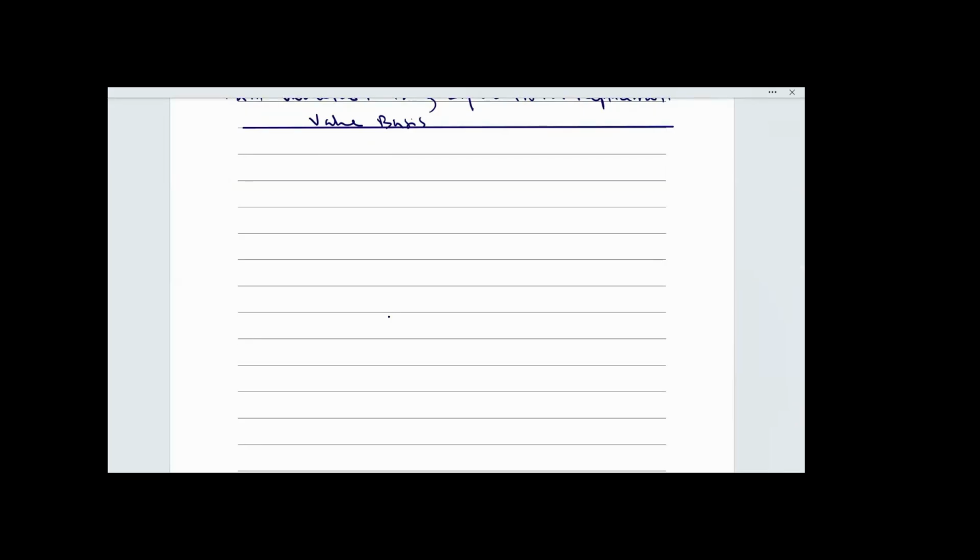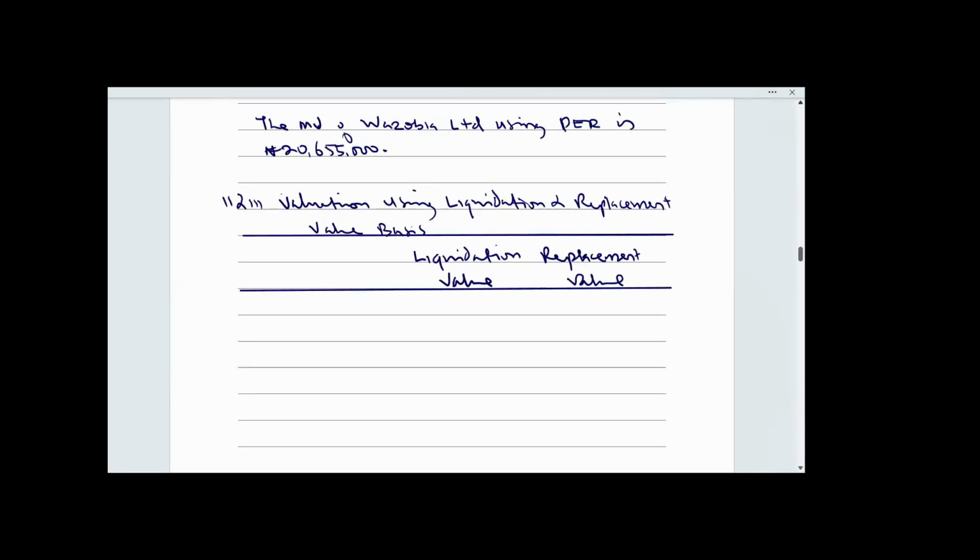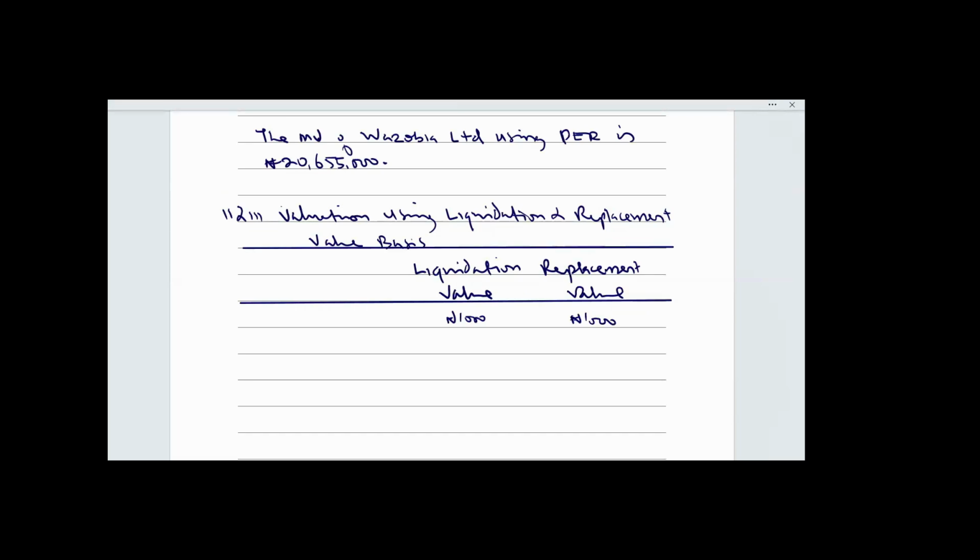So I will come here. The first one is liquidation value. Then the second one is replacement value. So we said that the value of a business using the asset-based approach represents its net assets. So you are supposed to calculate the net assets under each of them. And the net asset is the difference between the total tangible assets and the total liability. So I will go to the question. Under the asset-based approach, are we given any figure?